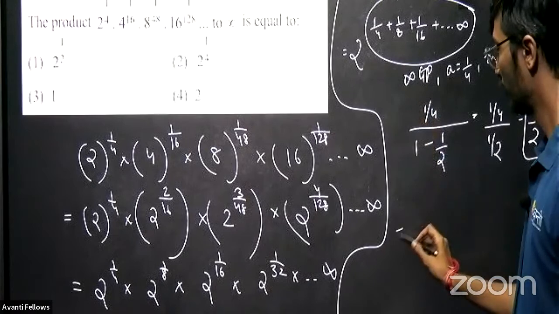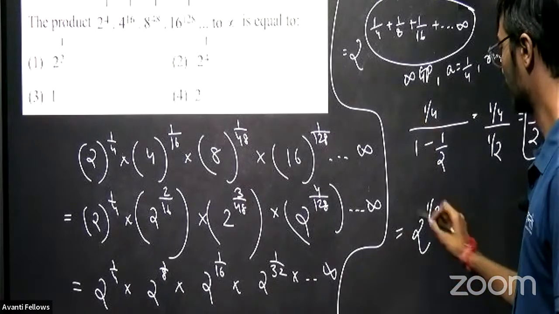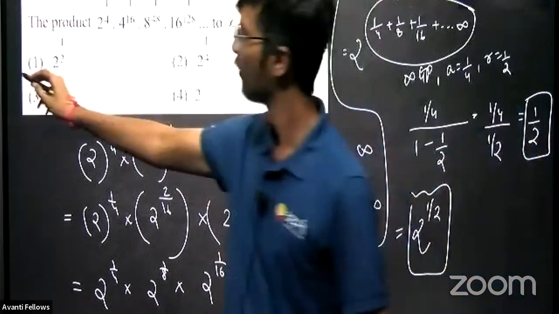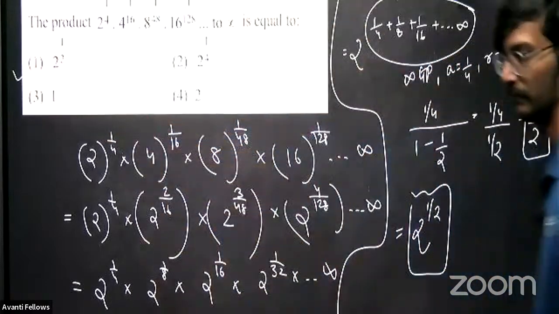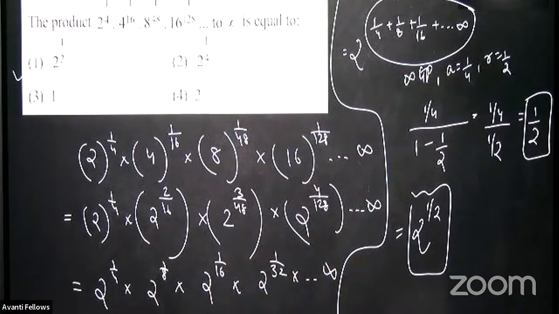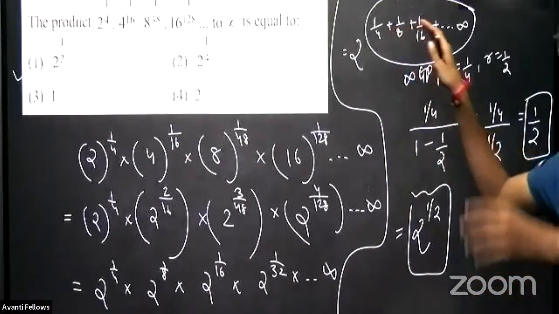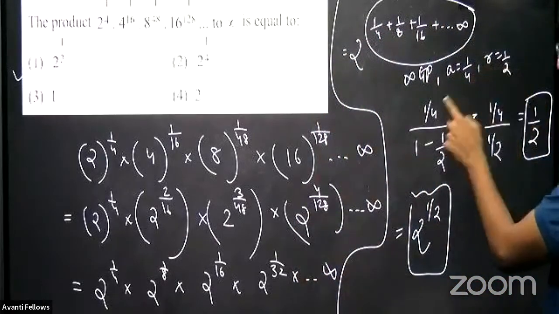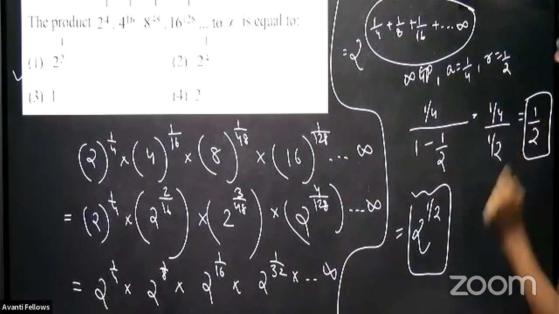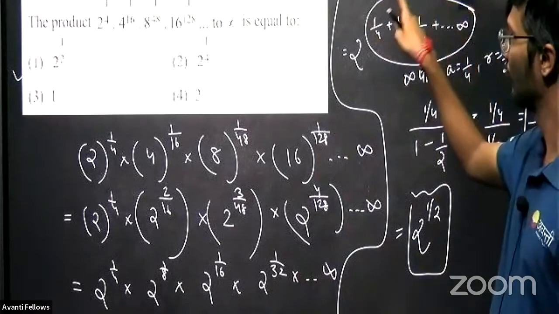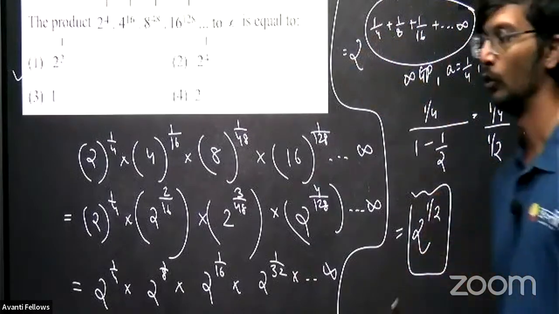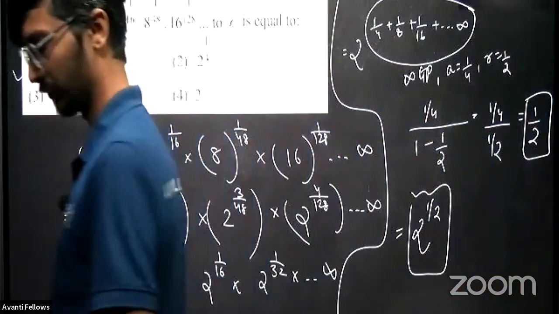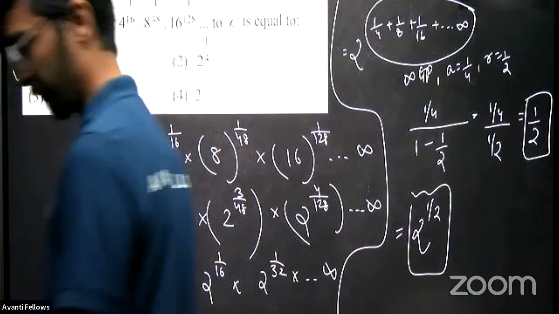So what is my answer? 2 raised to 1/2, that means √2. अच्छा, this is option first. Correct? I hope it is clear. Infinite GP का sum है, add हो रहे हैं. So A upon 1 minus R, I got half. तो पूरे का वैल्यू क्या हो गया? 2 raised to the power half. Is it clear, guys? Let's see the next question then.